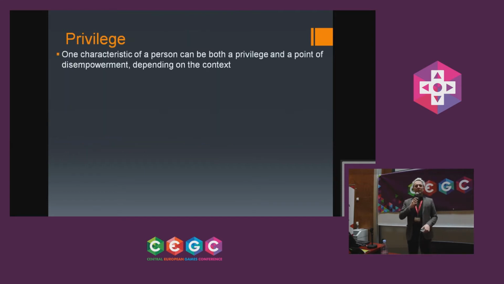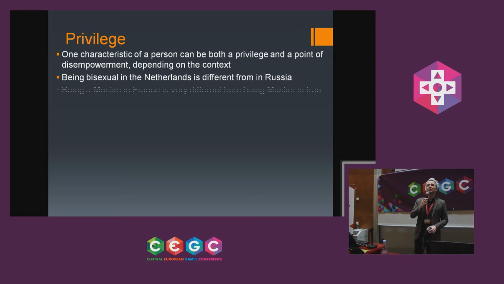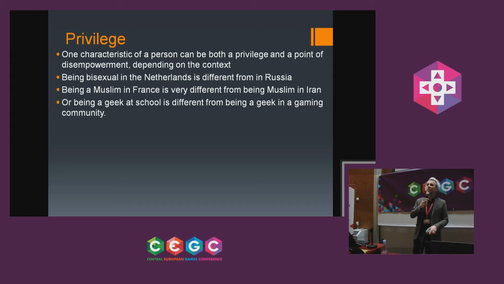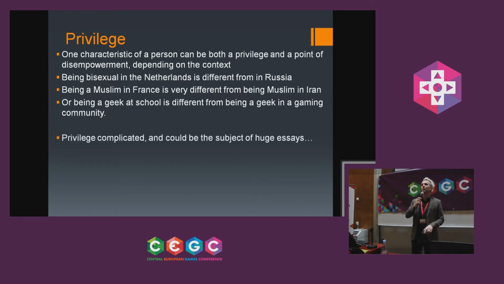So one characteristic of a person can be both a privilege and a point of disempowerment, depending on the context. Being bisexual in the Netherlands is a bit different from being bisexual in Russia. Being a Muslim in France is very different from being a Muslim in Iran. We have very different situations here, and sometimes one thing is an advantage in one place and not somewhere else. Or being a geek at school is very different from being a geek in a gaming community, where one is a place of rejection, another one might be a place which embraces you. We can see there are differences going on here.